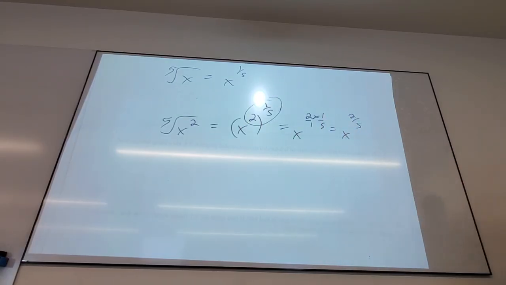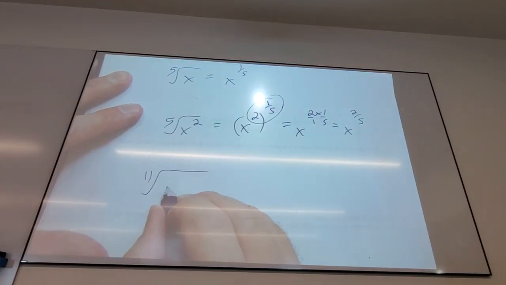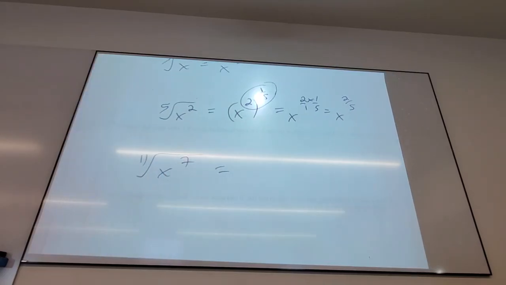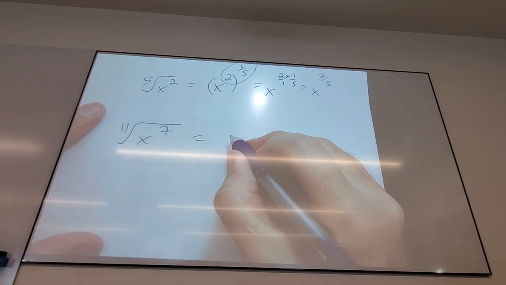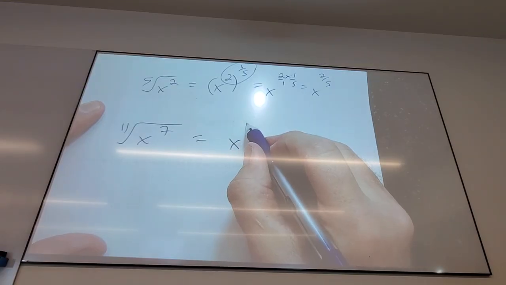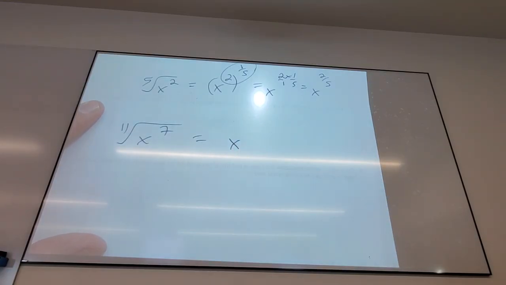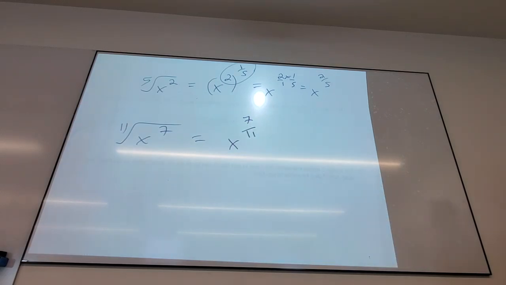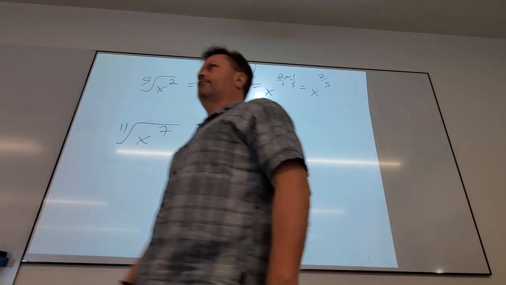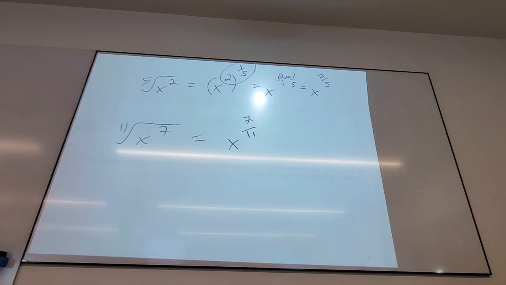So how would I rewrite this? The 11th root of x to the 7th power. Just straight up, how do I rewrite it? Just directly. Yes, roots on the bottom, like most plants. Power's on the top because it's powerful. Those two things mean the exact same thing.